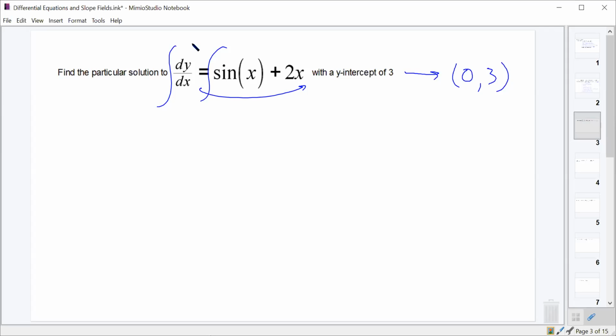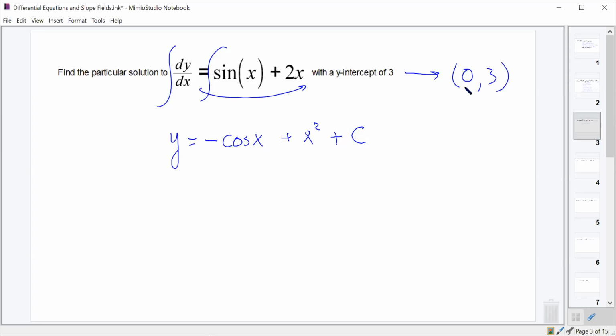Y equals negative cosine x plus x squared. Good. Negative cosine x plus x squared. And then don't forget plus c. That's what we're going to figure out, what that c value is.